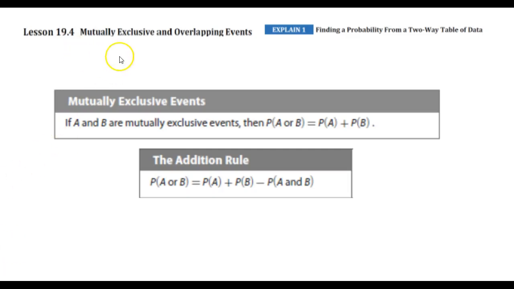Alright, so I pulled this from your textbook to go over mutually exclusive events as well as the addition rule. It says if event A and B are mutually exclusive, then the probability of A or B happening is just the probability of A plus the probability of B. By the way, mutually exclusive means that pretty much those two events cannot happen at the same time.